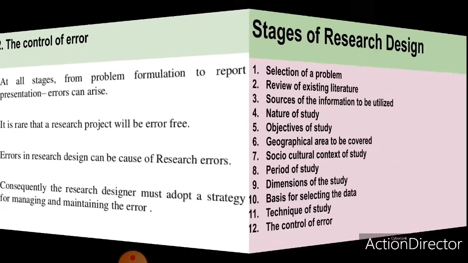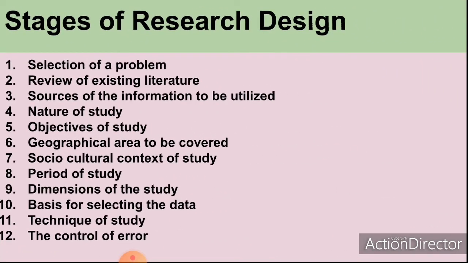So once again I repeat, a research design should follow some stages. They are selection of a problem, review of existing literature, sources of the information to be utilized, nature of the study, objectives of the study, geographical area to be covered, socio-cultural context of the study, period of the study, dimensions of the study, basis for selecting the data, technique of study and the control of error. So hope you all get that idea regarding stages of research design.